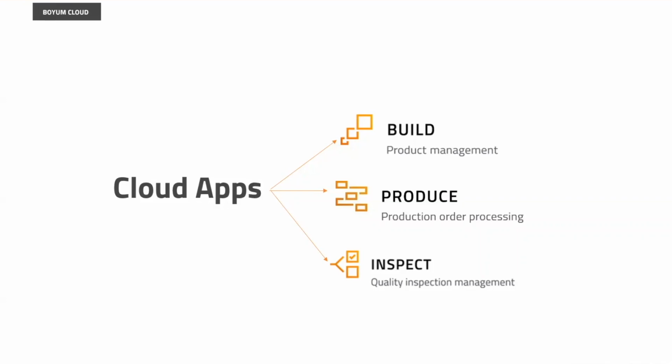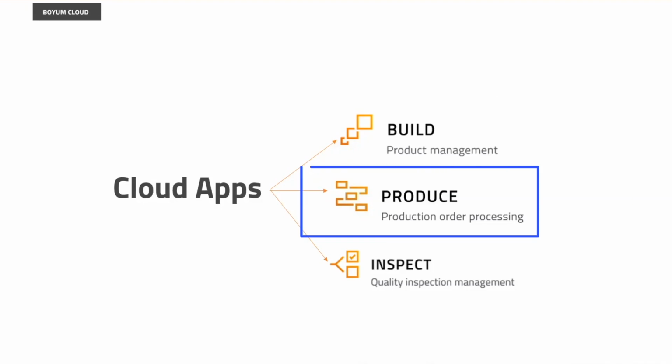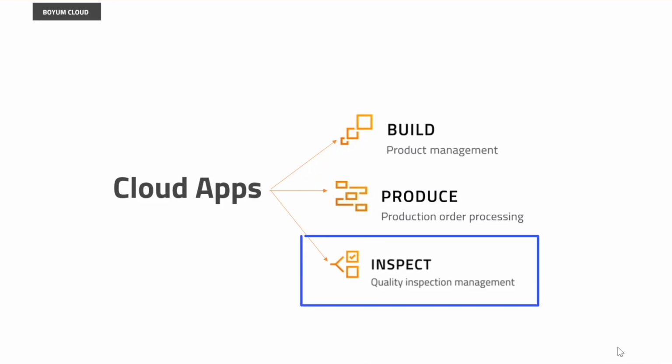The three we have are, first, product management, called Build, where you can actually create your bill of material in this app. You can do cost calculation, then upload it to SAP Business One. Then we have Produce, which is your terminals for SAP Business One. What it does is you can register time and material on this app. And then we have quality control.